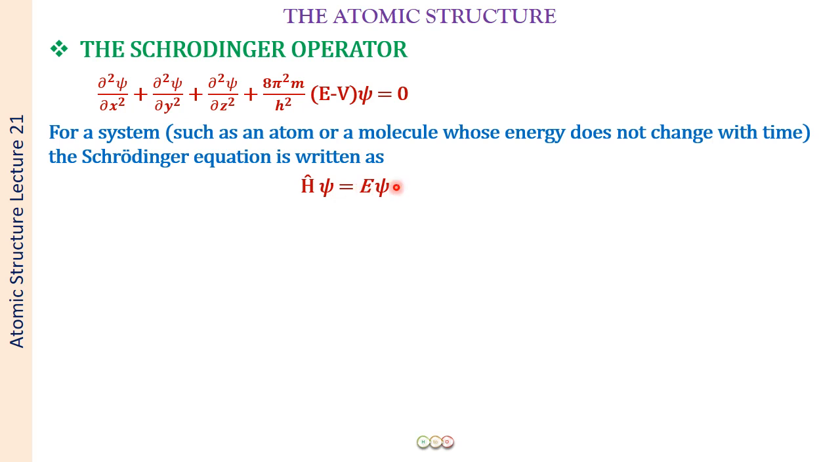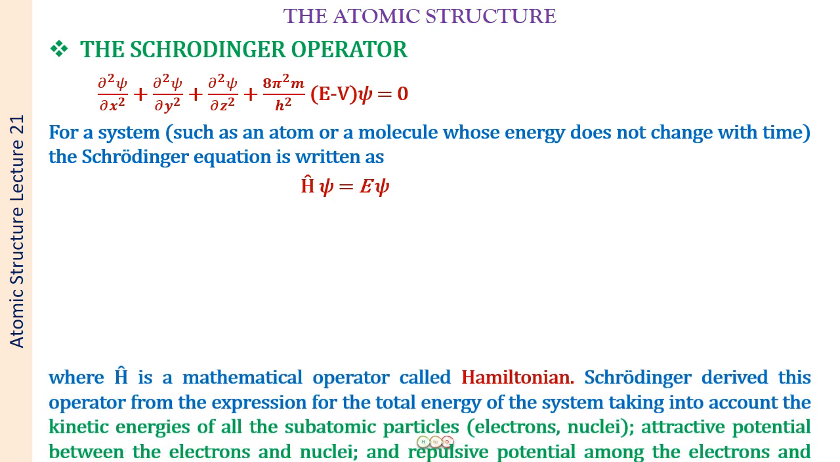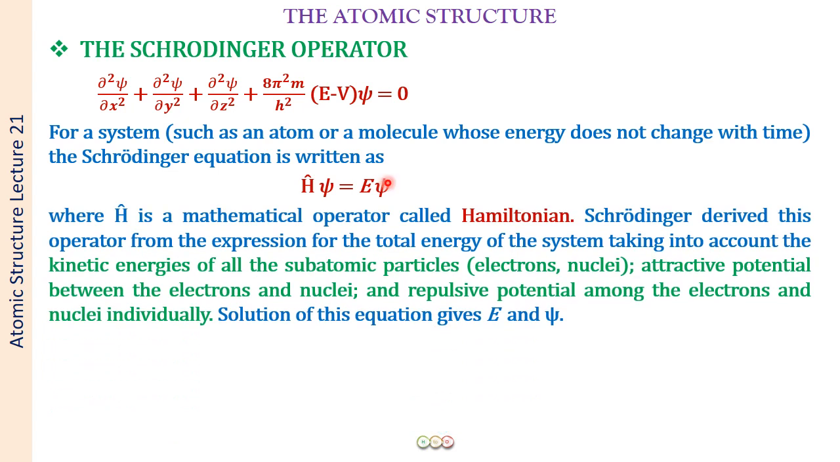Now what does this mean? Well, H here is the mathematical operator called the Hamiltonian. Now understand this again. If H with a cap on it, the Hamiltonian operator, into psi is equal to E into psi, where E is energy, does this mean that H with a cap on it is equal to E? Well, it is not.